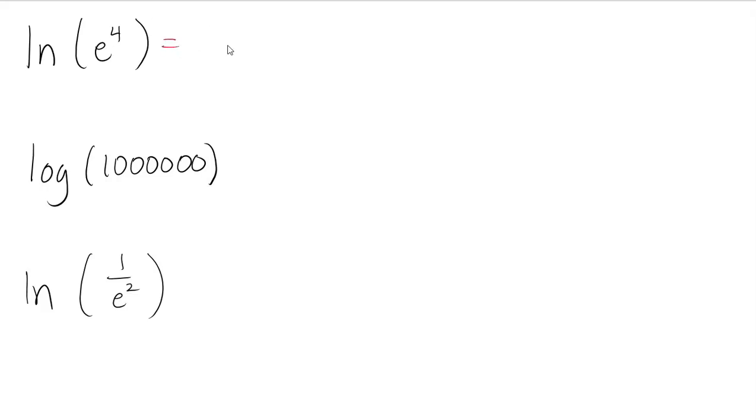The answer to this is just an exponent, and in particular, it's the exponent you have to put on the base e in order to get e to the fourth. Well, that's almost insulting. All we have to do is make these match. e to the fourth is equal to e to the fourth, so the natural log of e to the fourth is just 4.